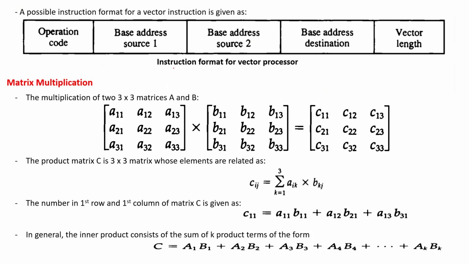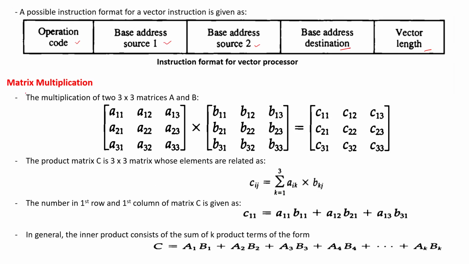So here we have the instruction format of the vector processors. We have the operation code, then the base address of source 1, base address of source 2, and the base address of the destination, and the vector length is also defined here. So with the help of a single line, it is able to perform the operation.